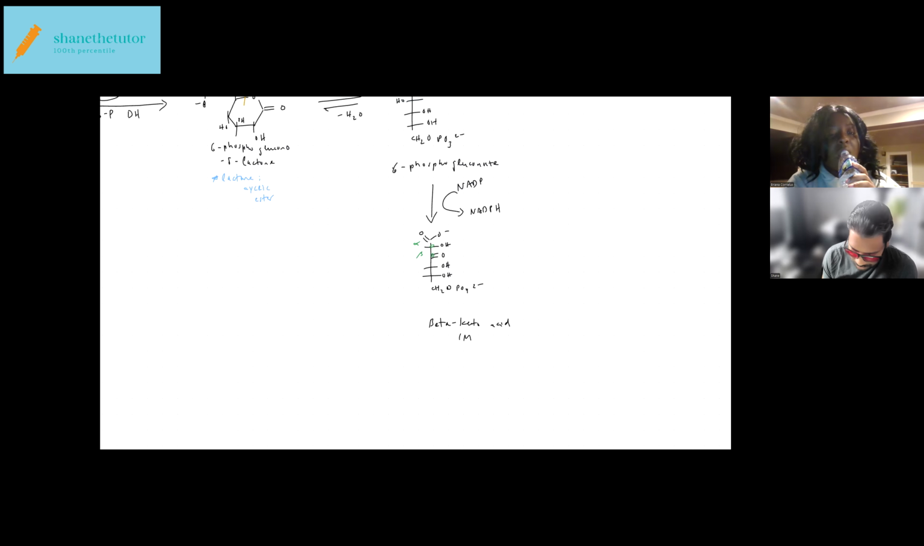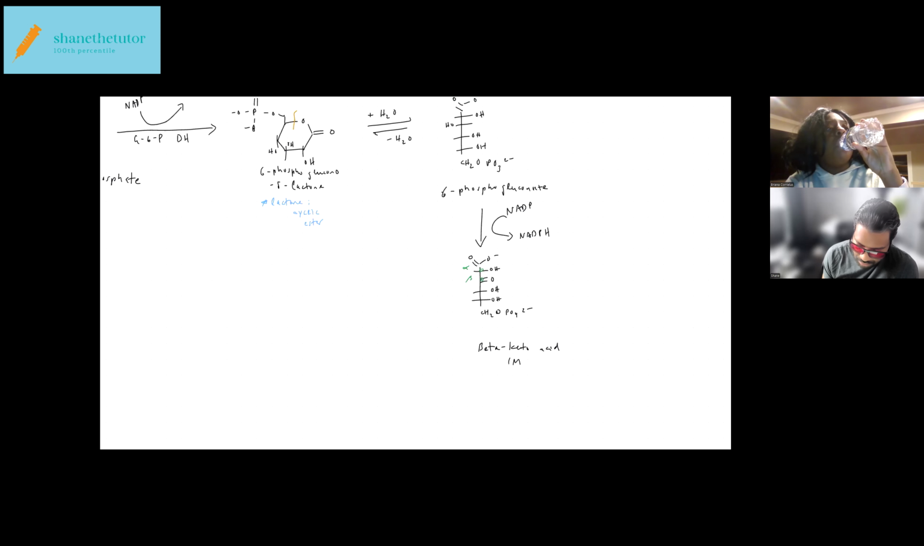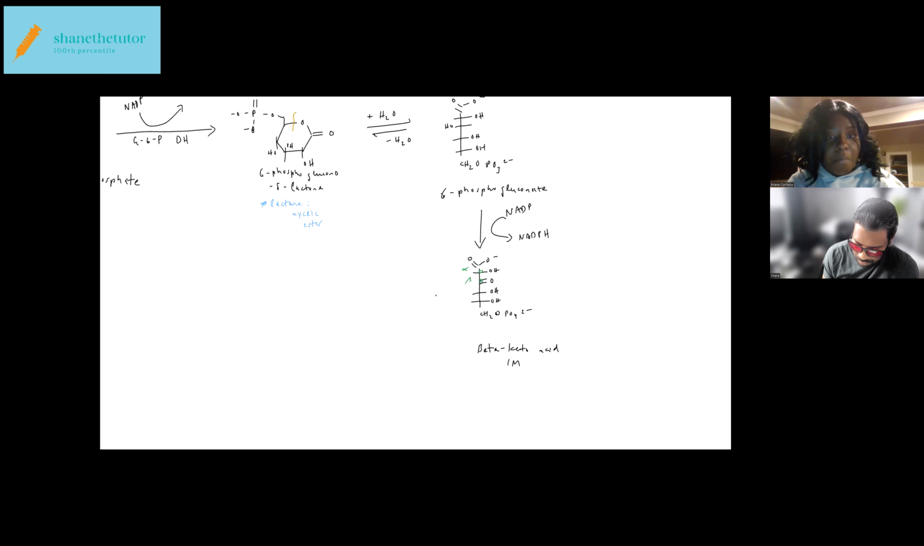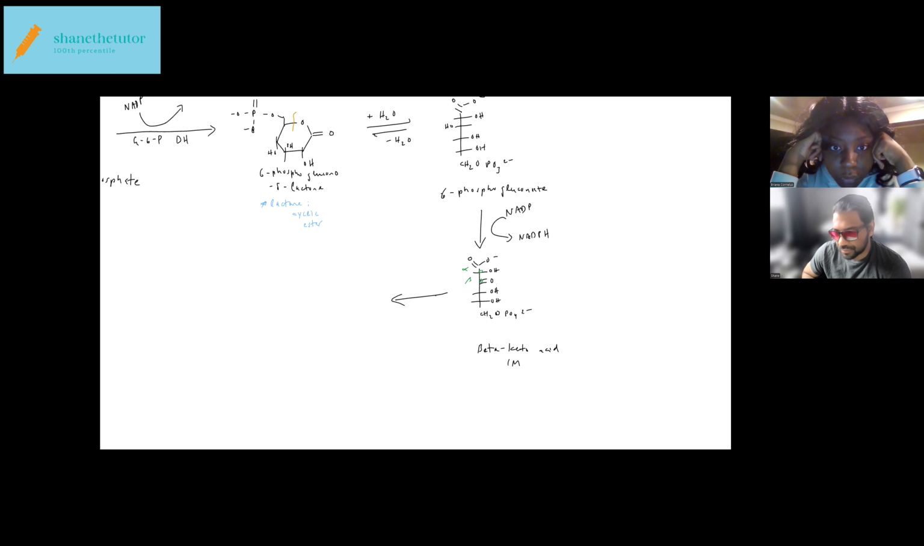And then we decarboxylate because, with glucose, we start off with six carbons, and our purpose is to make five carbons. So we're going to have to lose a carbon through a decarboxylation. So a CO2 will leave.